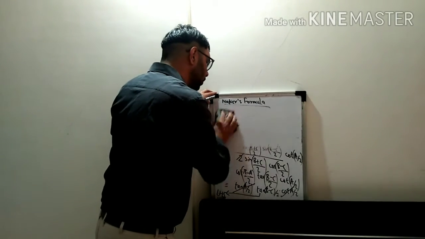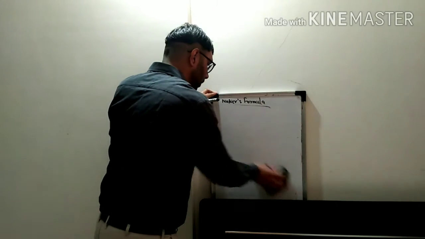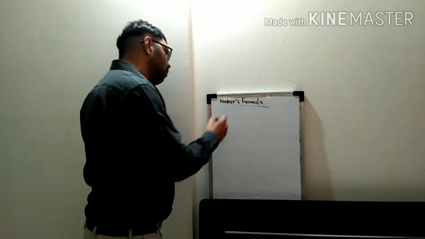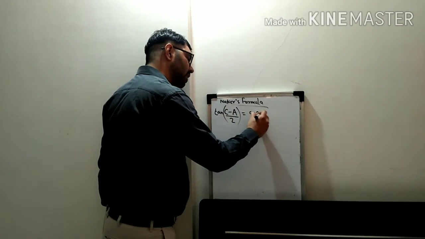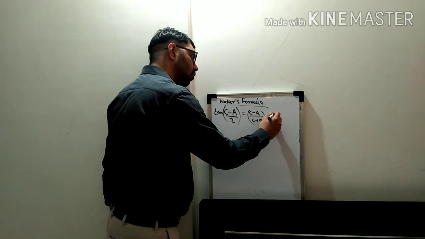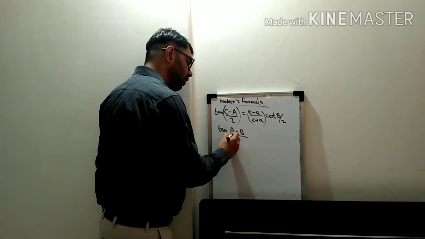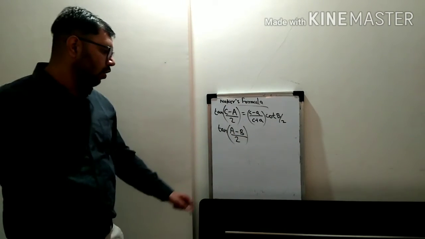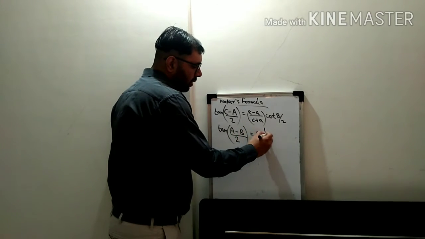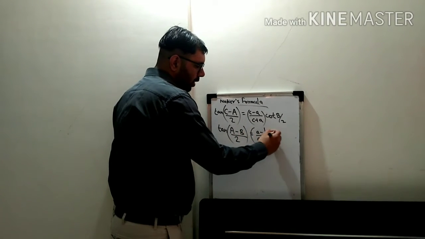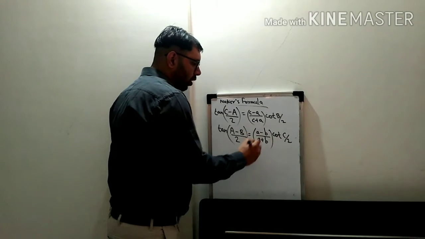If I want to prove for C and A, so tan of (C minus A)/2, I can write as (C minus A) upon (C plus A) into cot of B by 2. And if I want to prove for these two angles A and B, I can write tan of (A minus B)/2 is equal to, take the corresponding sides to A and B, so (A minus B) upon (A plus B), and then multiply it with cot of C by 2.